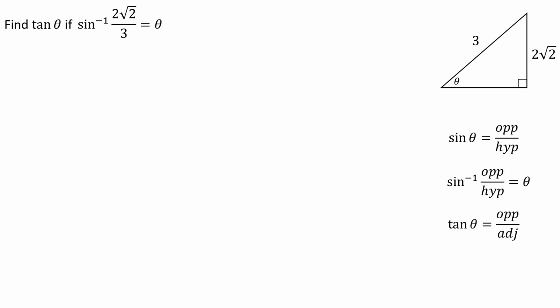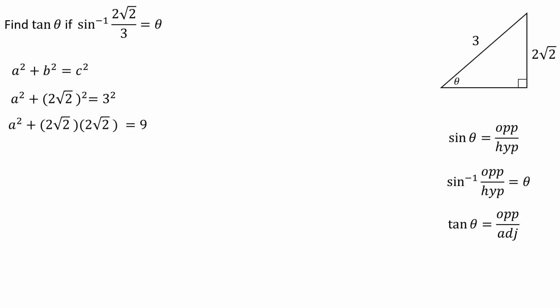Tangent is opposite over adjacent. Okay, I know opposite. Let's figure out adjacent. Pythagorean theorem. A squared plus b squared equals c squared. C has to be 3. And then the 2 root 2 I can put for either A or B. 3 squared is 9. That's easy. 2 root 2 squared. Well, I need 2 root 2 times another 2 root 2. And of course, the 2 times the 2 is going to get me a 4. The square root of 2 times square root of 2 is going to get me a square root of 4. Square root of 4 is plain old 2. 4 times 2 is 8.